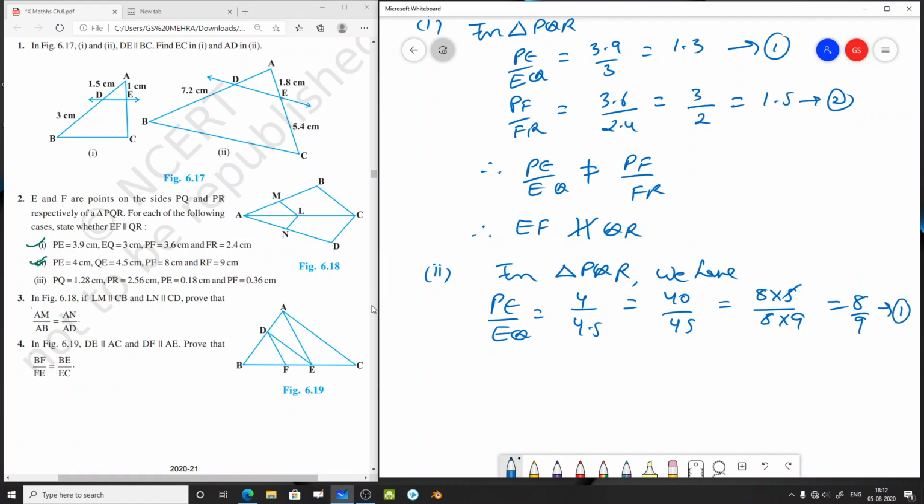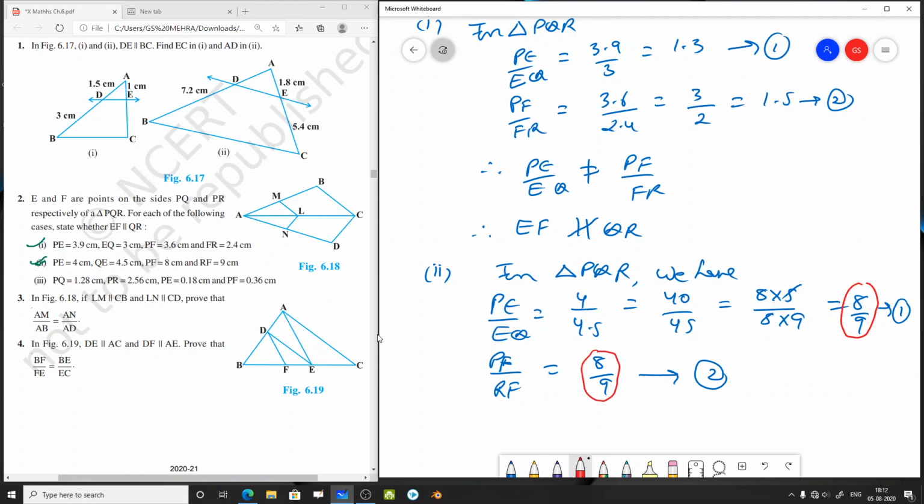Now let us find the ratio of the other two parts, that is PF and RF. PF over RF equal to 8 by 9. So this is the second one. And now you all can see that this is the value of the first one. This is PE by EQ, it is 8 by 9. The second one also we are getting 8 by 9.